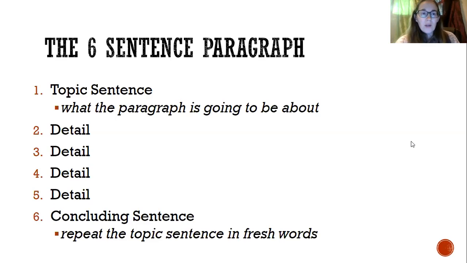So what I'm going to show you today is the 6-sentence paragraph. We're going to start with a topic sentence that will tell what the paragraph is going to be about. Then we'll add 4 details, and then we'll have a concluding sentence, which basically just repeats the topic sentence in fresh words. Okay, so it's sort of like a sandwich. We have the topic sentence, detail, detail, detail, detail, concluding sentence.